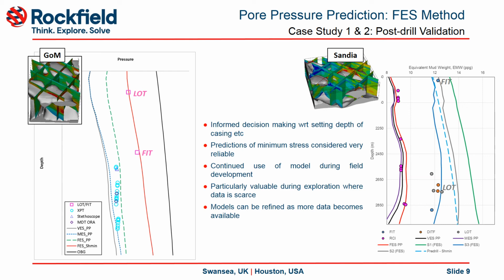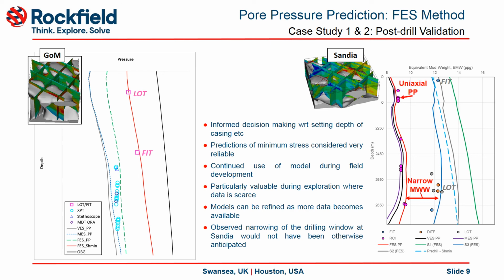At Sandia, the model successfully predicted the observed narrowing of the drilling window in the deeper part of the well and the shallow uniaxial conditions. These conditions would not have been anticipated without the geomechanical modelling. The results support the notion that lateral and shear strains in the vicinity of the salt may contribute to elevated pore pressure.